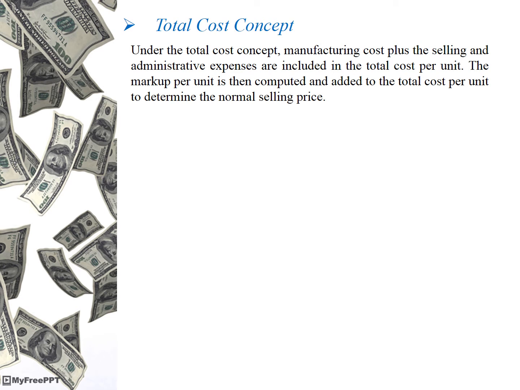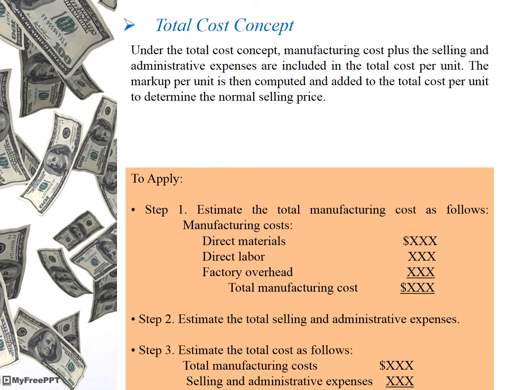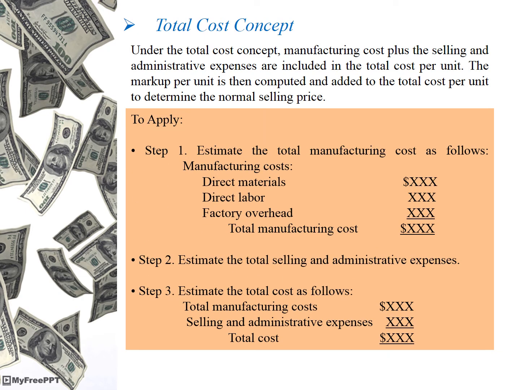Total cost concept. Under this concept, manufacturing cost plus the selling and administrative expenses are included in the total cost per unit. The markup per unit is then computed and added to the total cost per unit to determine the normal selling price. The total cost concept is applied using the following steps. Step 1. Estimate the total manufacturing cost as follows: direct materials plus direct labor plus factory overhead is equal to total manufacturing cost.